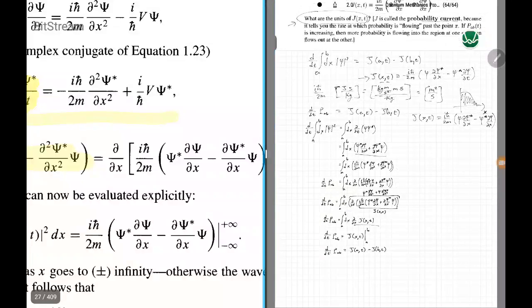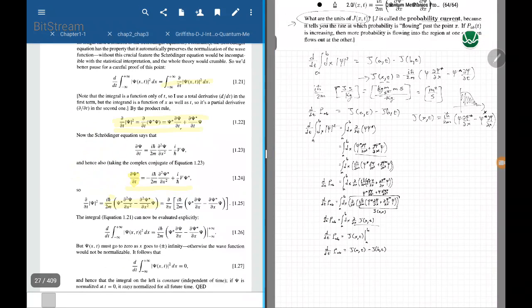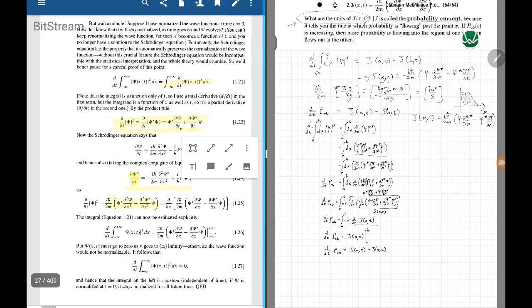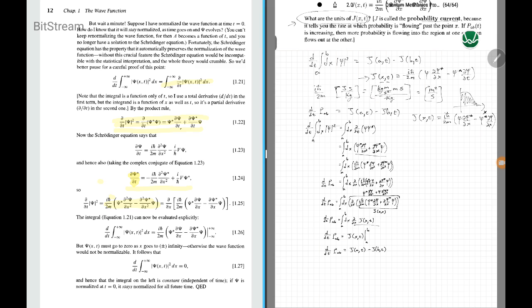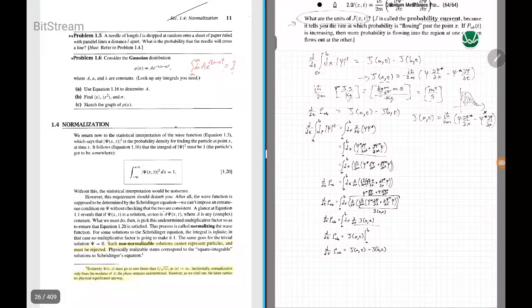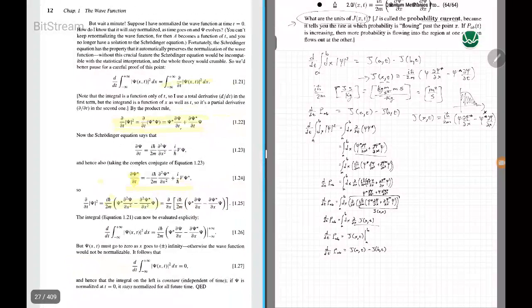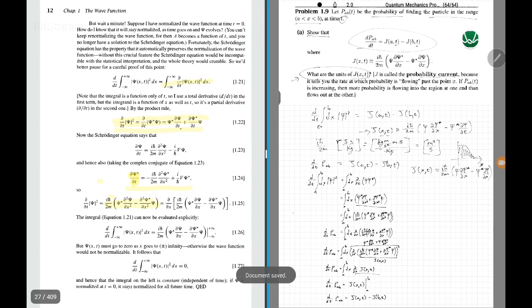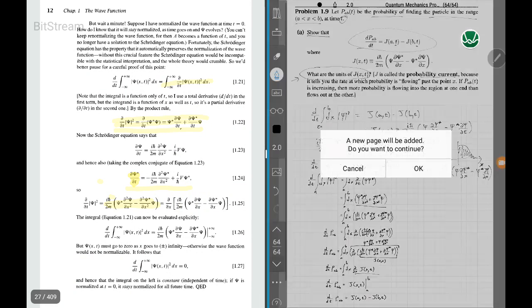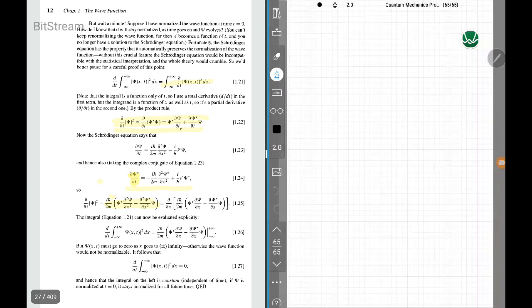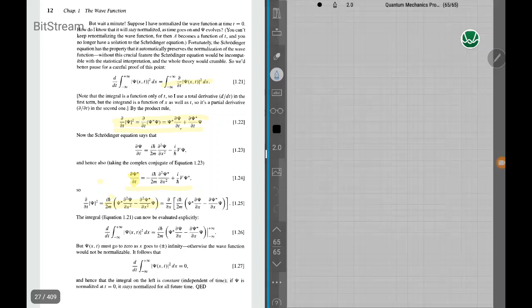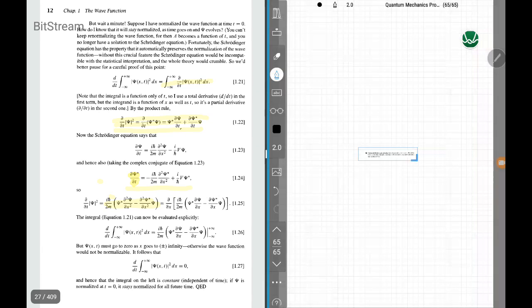I did skip most of the steps in that because most of them I did in the video about normalization. So all the steps that you need are all in section 1.4 about how to normalize the wave function. Now this problem does have a second part. I don't remember what it is off the top of my head.